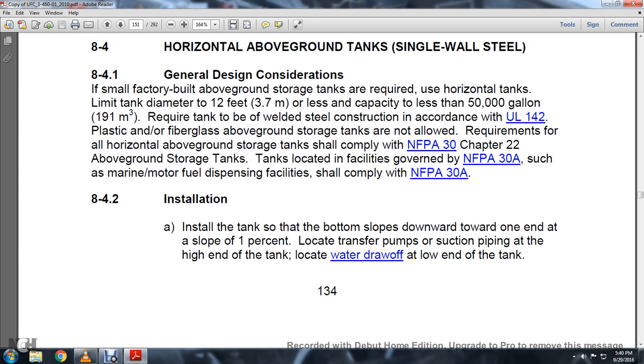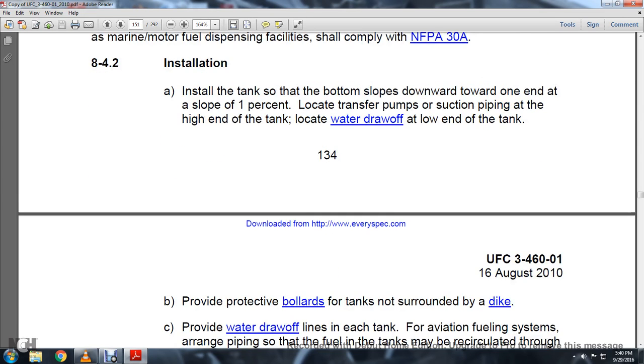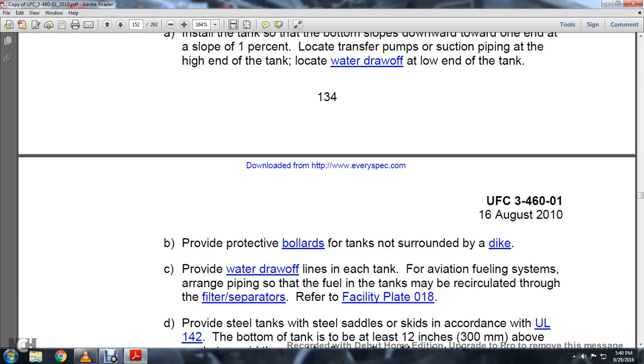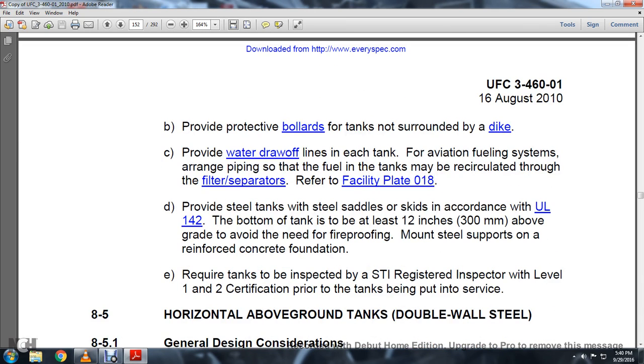Installation. Install the tank so that the bottom slopes downward toward one end, with a slope of 1%. Locate the transfer pump suction pipe at the high end of the tank and locate the water draw off at the lower end of the tank. Provide protective bollards for tanks not surrounded by a dike. Provide water draw off lines within each tank of the aviation fuel system, arranging the piping so that the fuel in the tanks may be recirculated through filter separators. Refer to facility plate 018.